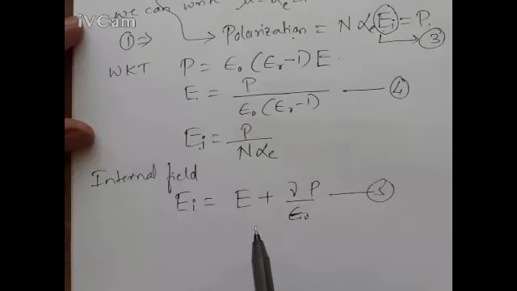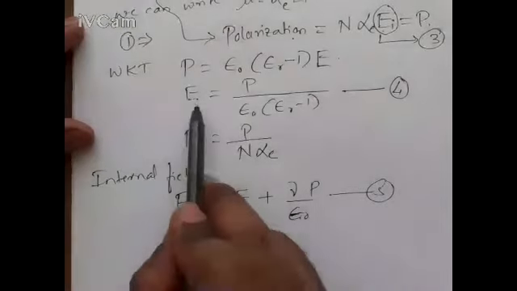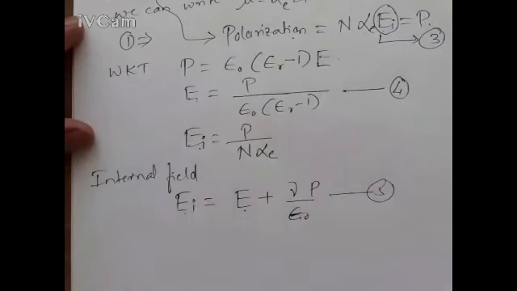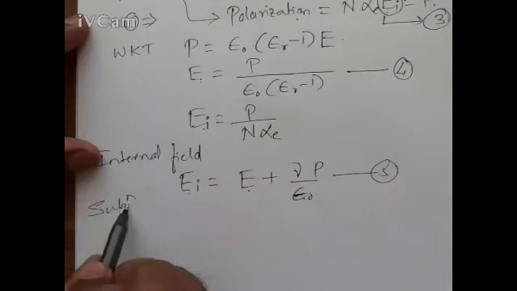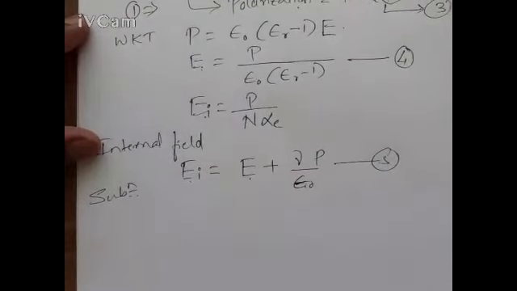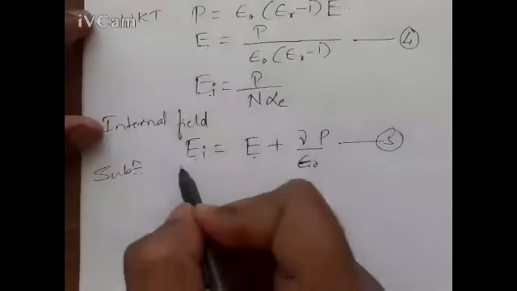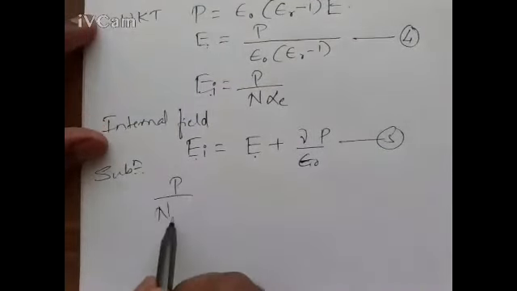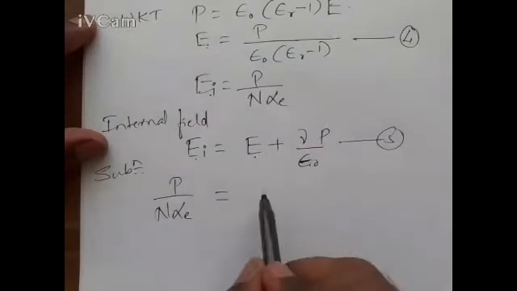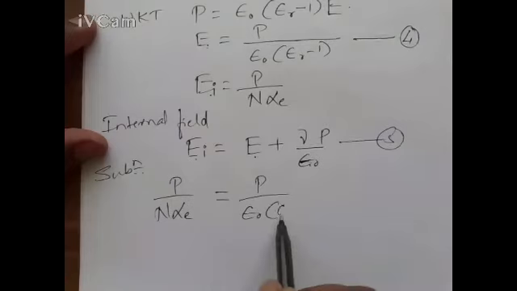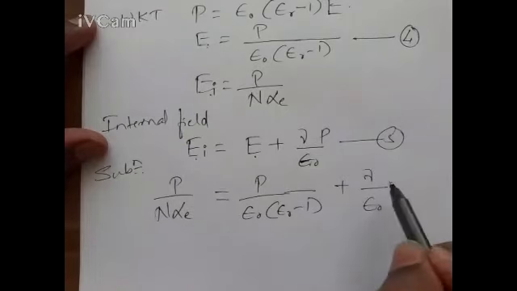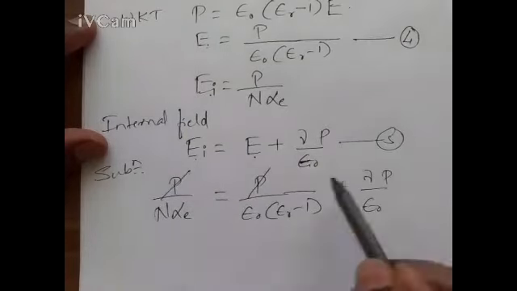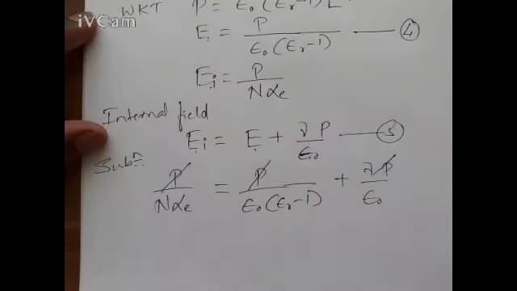So what all things do we have? We have this E, and Ei also we found. Let us substitute the values of Ei and E. Ei is P divided by n alpha e, equal to E, which is P divided by epsilon naught into epsilon r minus 1, plus gamma divided by epsilon naught into P. So this P and P will get cancelled. I remain with this equation. Let us see what that equation is.